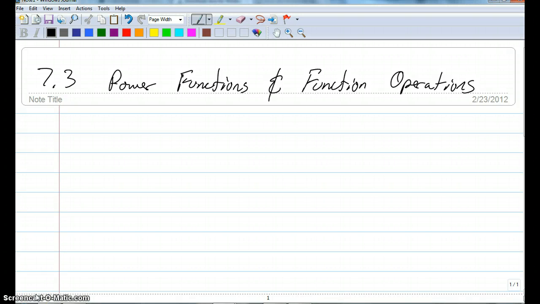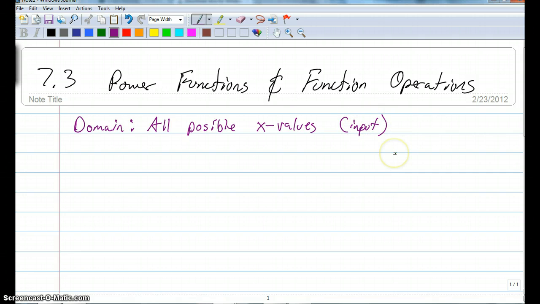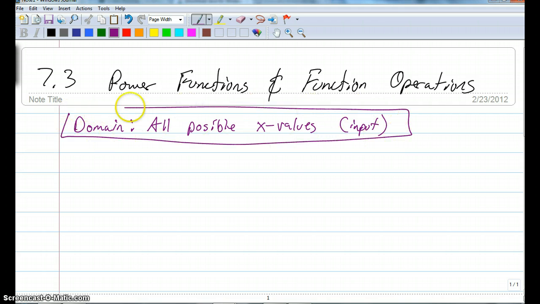7.3 Power functions and function operations. A big part of 7.3 is one of those things that we all know and love, domain. Now, domain, in case you've forgotten, is all possible x values or inputs, all possible input values. So domain is going to be a big part. We can't forget about that. Let's get into power functions and function operations.